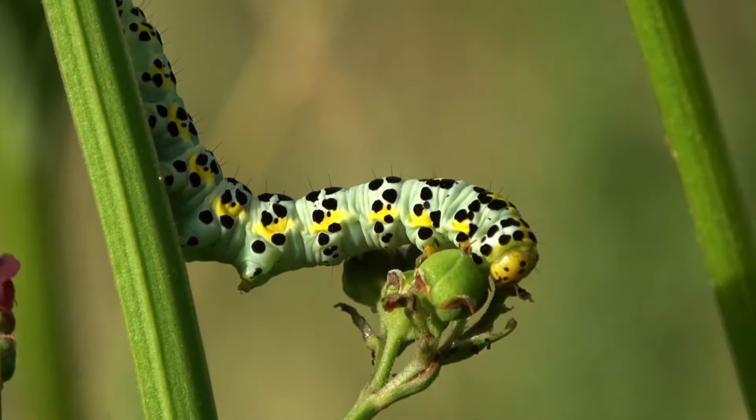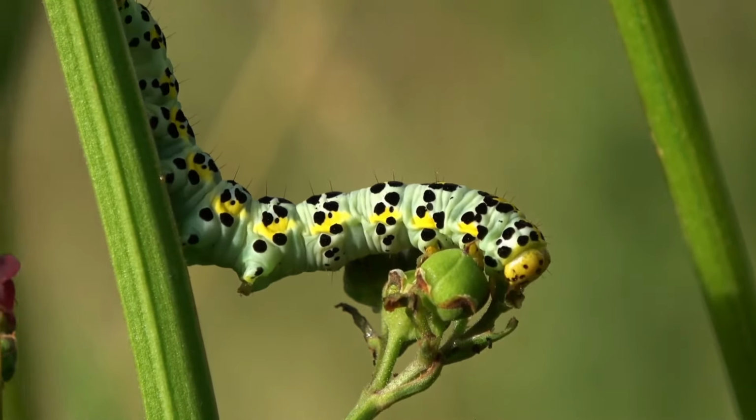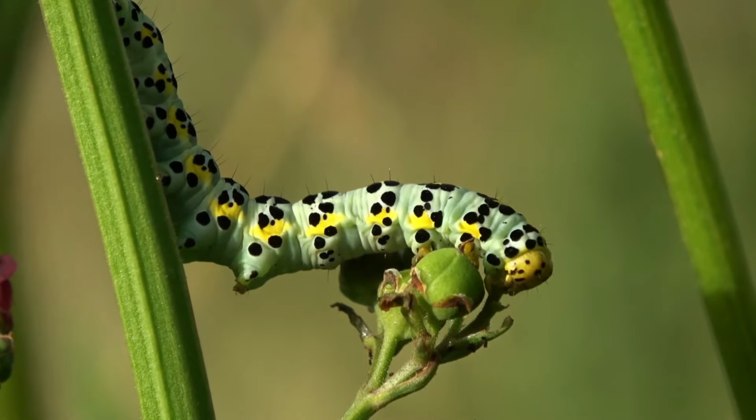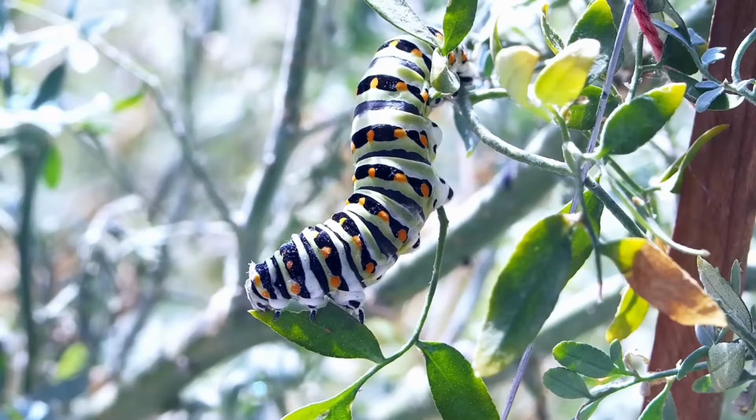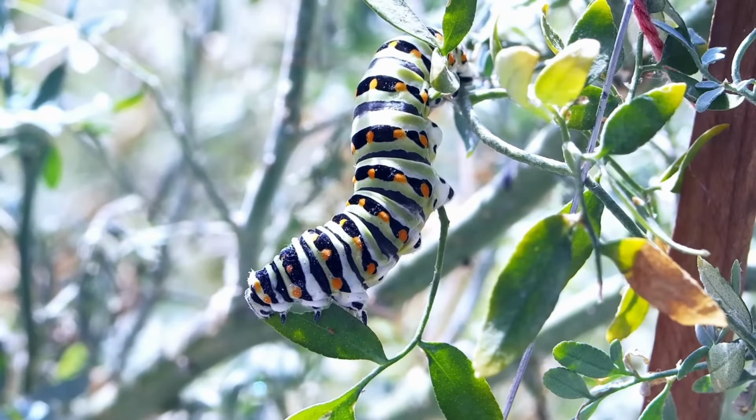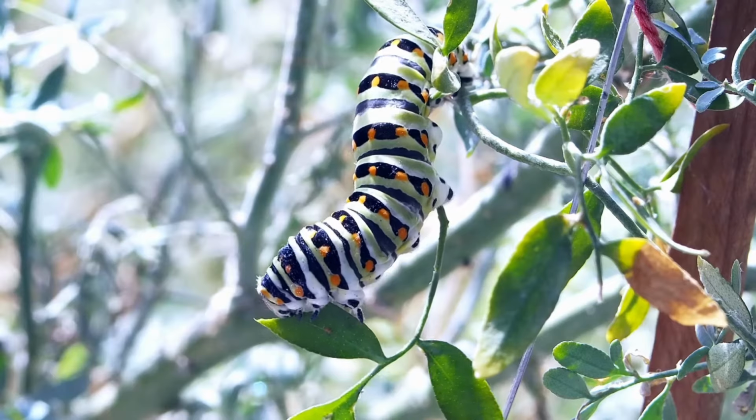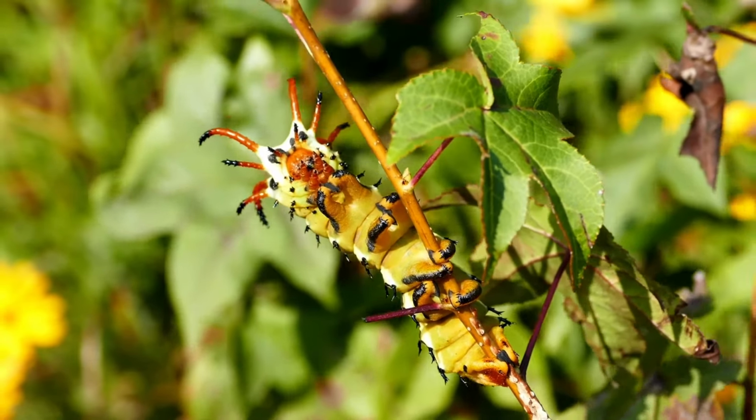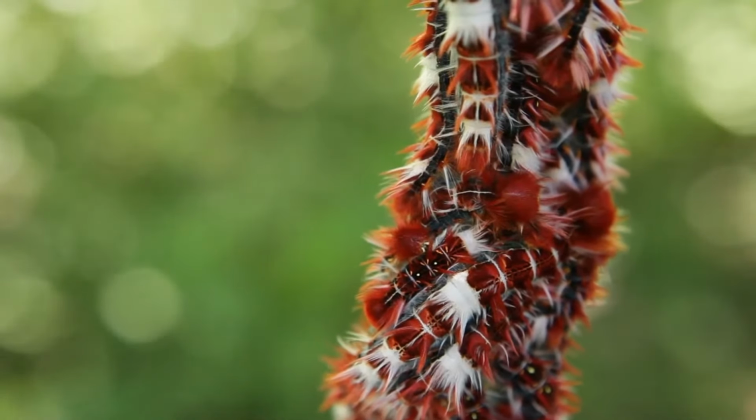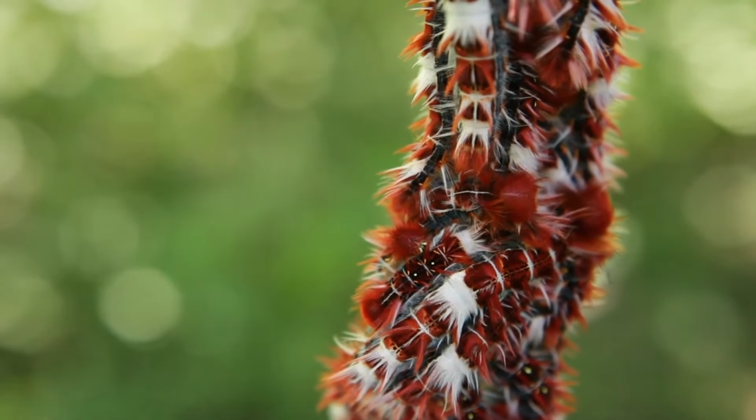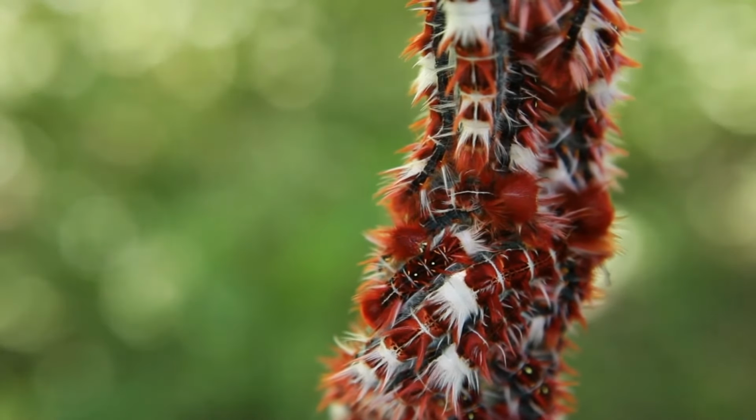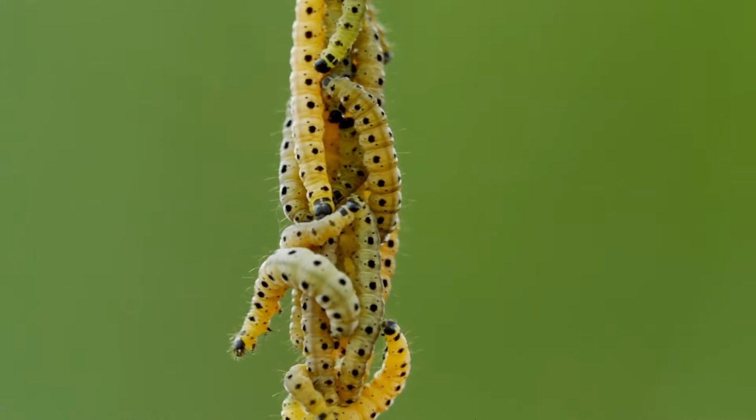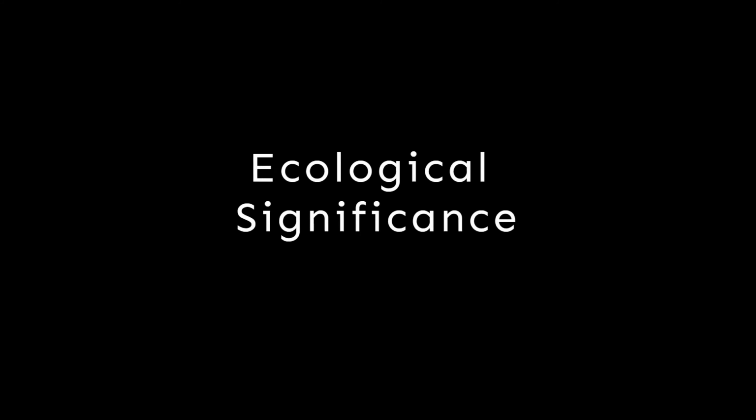Caterpillars, on the other hand, have behaviors geared toward feeding, growth, and survival. They exhibit diverse adaptations, such as camouflage, mimicry, or the ability to release toxic substances to deter predators. Some species of caterpillars engage in mutualistic relationships with ants, receiving protection in exchange for providing a sugary secretion known as honeydew.